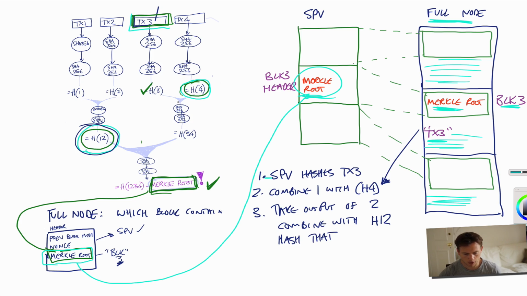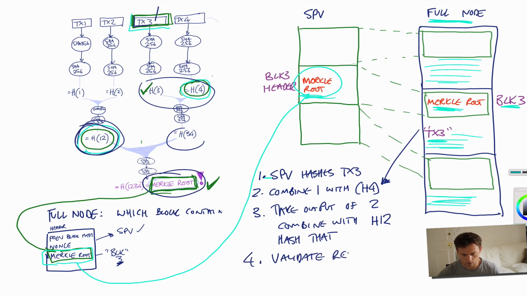the combination of these two together, hashed, with this one that was provided by the SPV, that should equal the Merkle root. So validate that the result equals the Merkle root. Does that make sense? So basically, the SPV only knows the Merkle root and the original transaction.